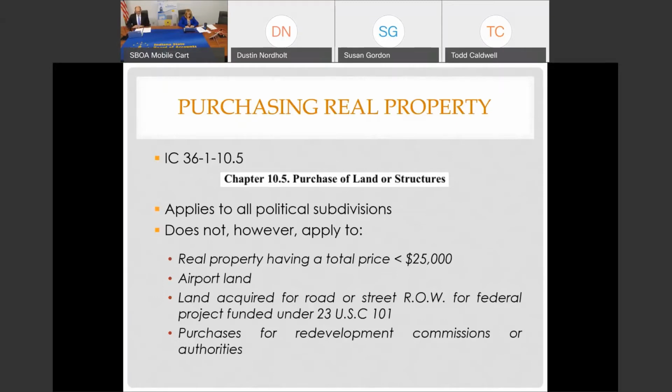Or it doesn't apply to purchases for redevelopment commissions or redevelopment authorities. There are some others mentioned in 36-1-10.5, but these are the main ones you might encounter. Obviously you're going to want to refer to that statute to see if any of the other exclusions might pertain to your city or town.